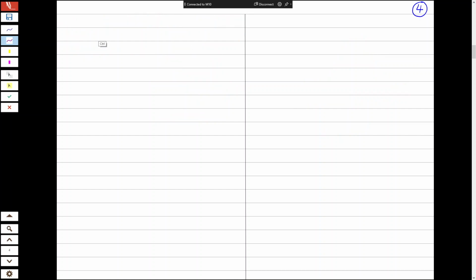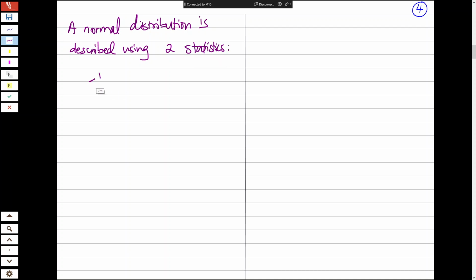All right, so a normal distribution is described using two statistics: the mean and the standard deviation. Sorry, there's no cursor now, so it's harder to write. I'm going to write the mean as x with a bar on top, and the standard deviation as s with a little subscript x down the bottom there.